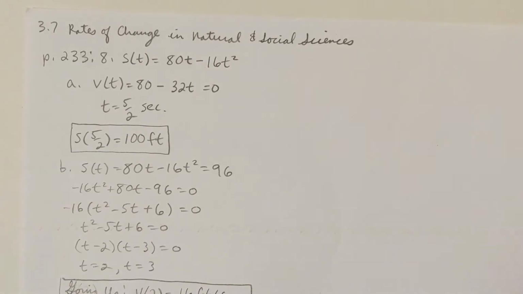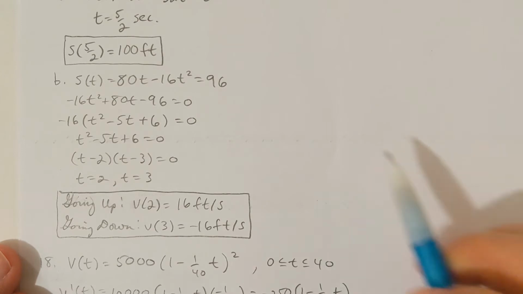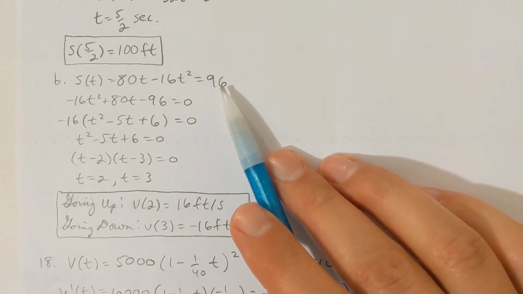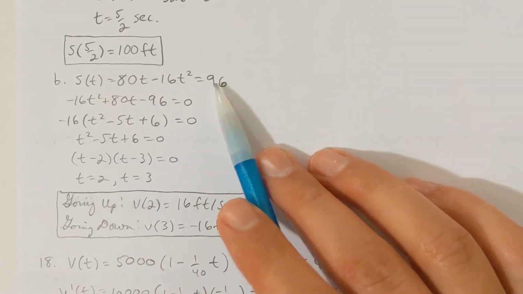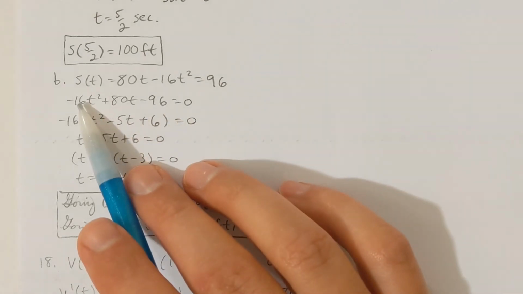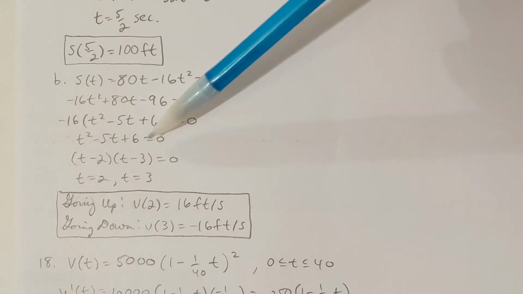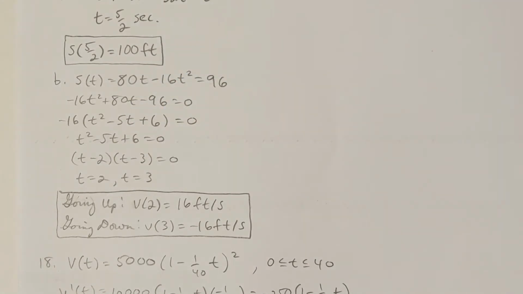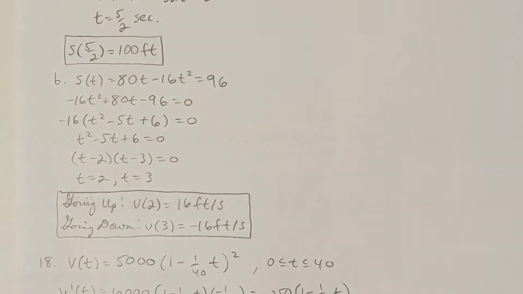Well, let's find the time at which the ball is going to be at 96 feet in the air. So if I set the position equal to 96 feet and then solve this equation for t, you can factor out a negative 16 and then divide by that number. That'll make the numbers a little bit nicer here for factoring. t squared minus 5t plus 6 equals 0. That's going to factor nicely on the left as t minus 2 times t minus 3. So it looks like at 2 seconds and then again at 3 seconds, the ball is going to be at 96 feet above the ground.